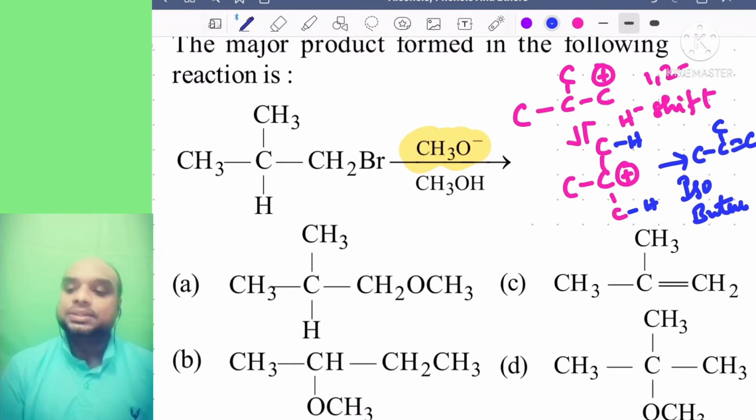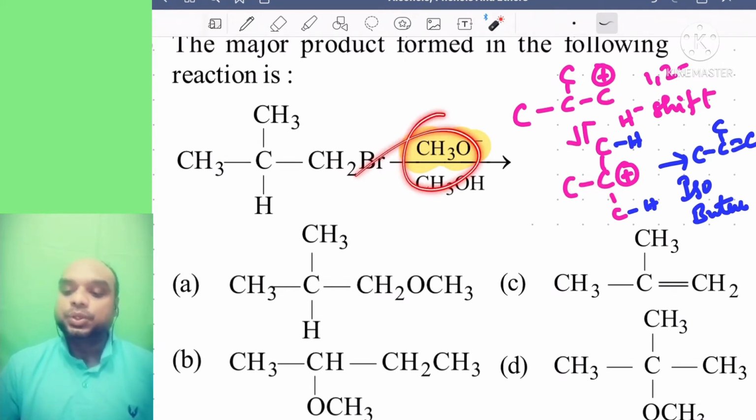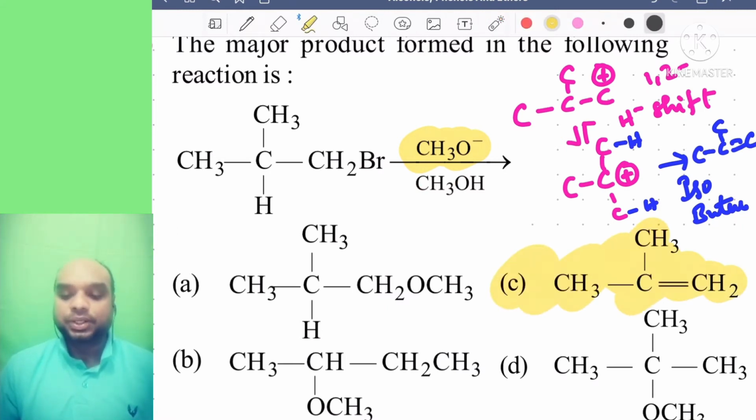So like that, what has happened? In the first case, the primary carbocation rearranges and we get the tertiary carbocation. Next, elimination takes place in the presence of this base. So you can choose the answer, option C you can choose.